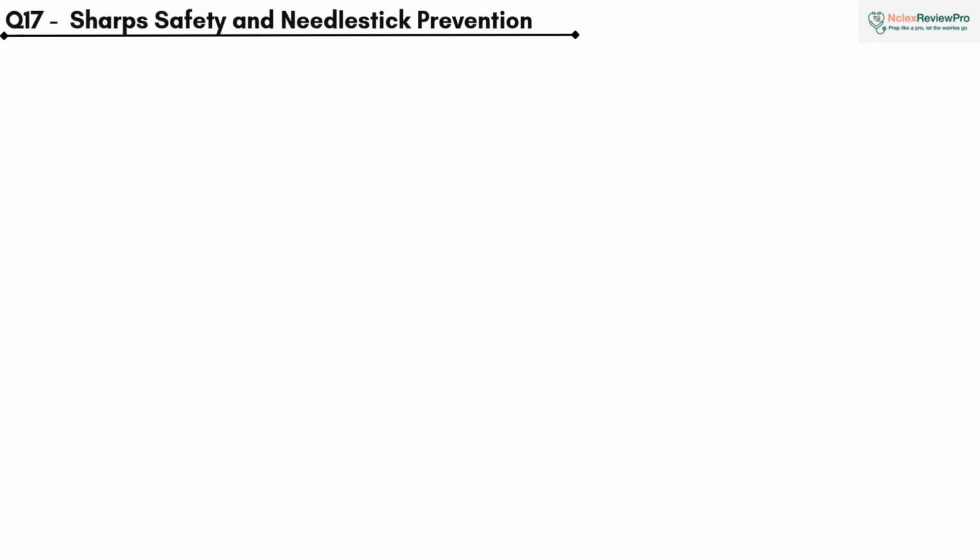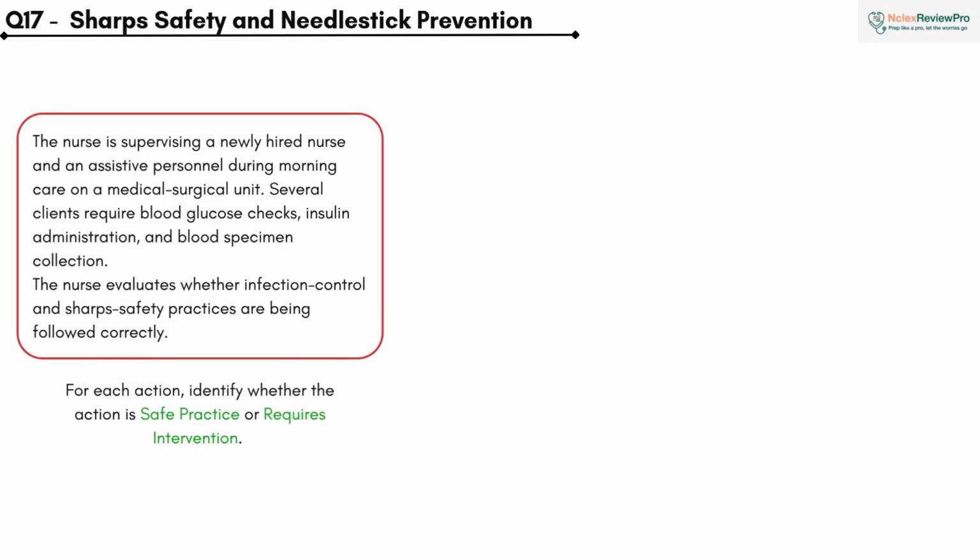Question 17. Matrix grid. Sharp safety and needle stick prevention. Clinical scenario. The nurse is supervising a newly hired nurse and an assistive personnel during morning care on a medical surgical unit. Several clients require blood glucose checks, insulin administration, and blood specimen collection. The nurse evaluates whether infection control and sharp safety practices are being followed correctly. And the question is asking, for each action, identify whether the action is safe practice or requires intervention.